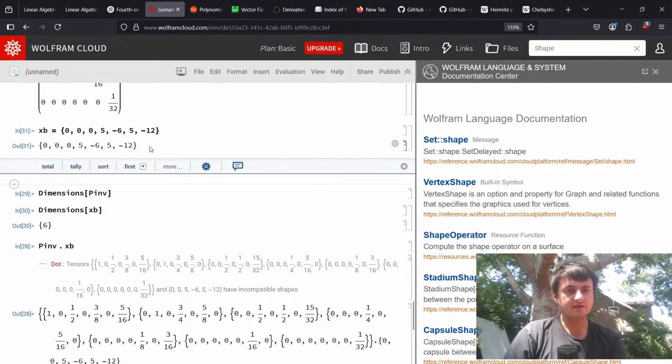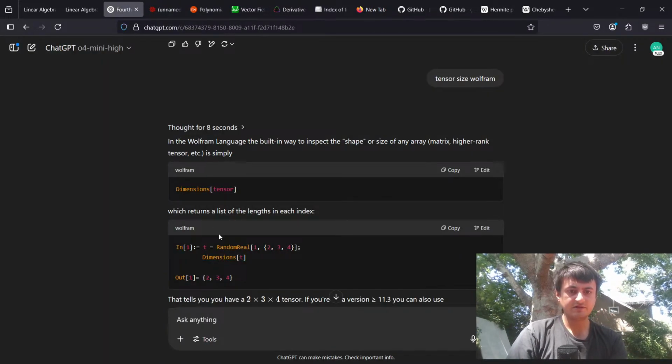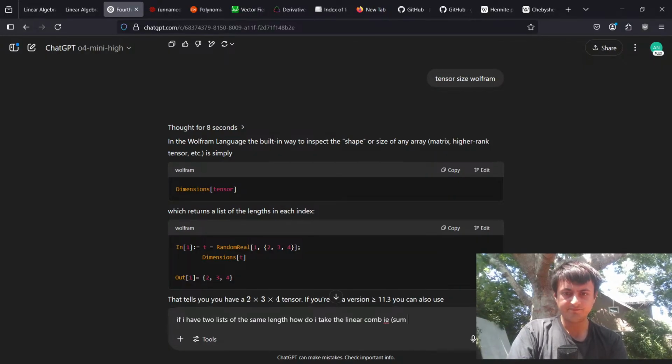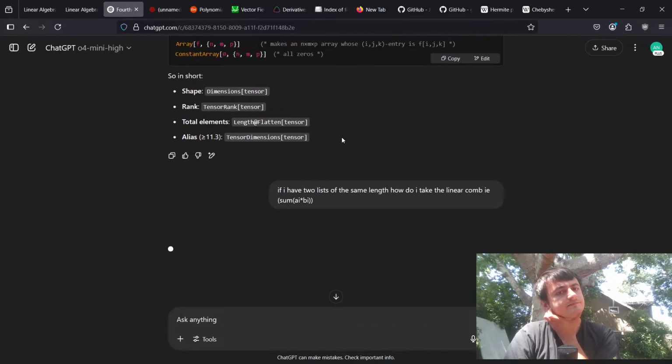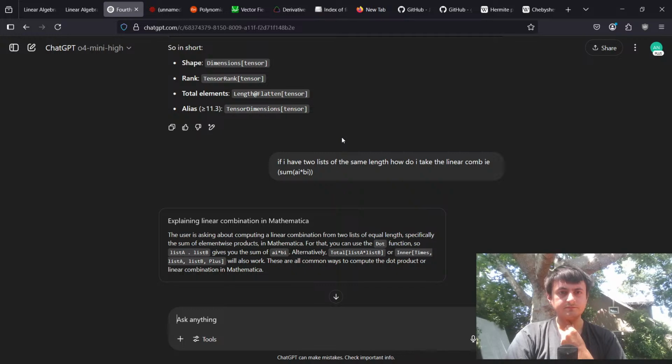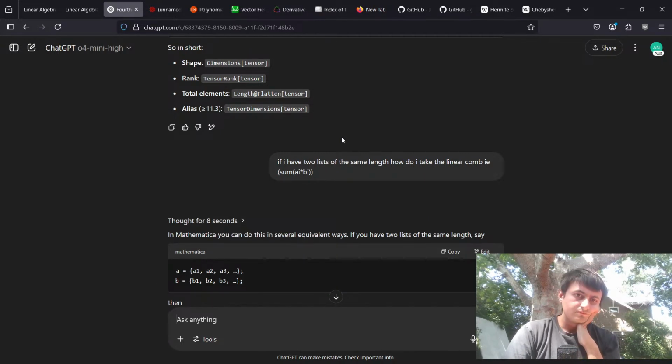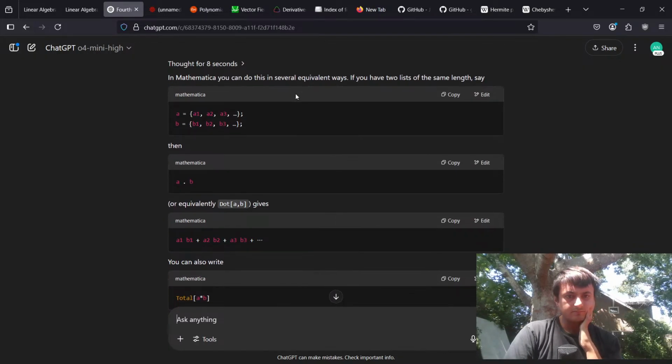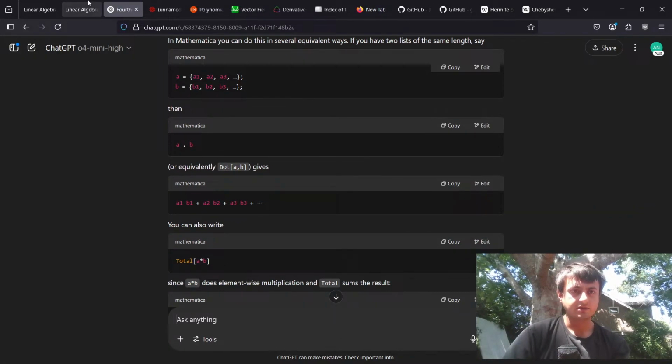And then how do I just take, if I have two lists of the same length, how do I take the linear combination, i.e. the sum of ai times bi? Oh, it's just dot. Yeah. Okay.